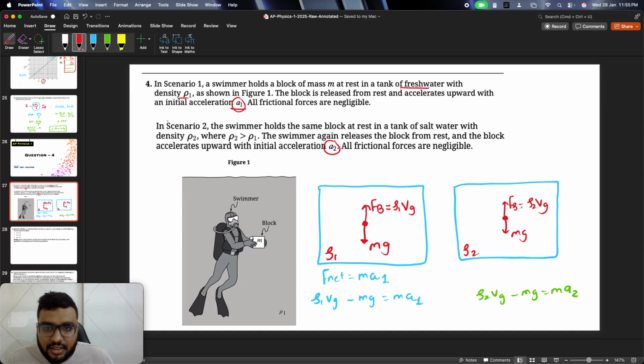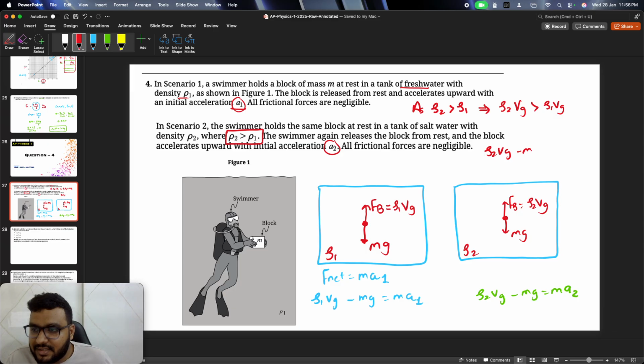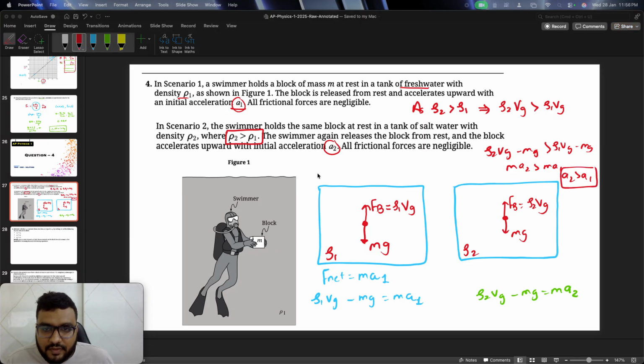Now, given to us there is a condition, which is ρ2 is greater than ρ1. As the value of ρ2 is greater than ρ1, can I say that the buoyant force of ρ2 will also be greater, because Vg is constant. If I multiply by a positive value Vg, ρ2 Vg is also going to be greater than ρ1 Vg. Now if I subtract mg on both sides, ρ2 Vg minus mg is greater than ρ1 Vg minus mg, and this is what we have as ma2 greater than ma1. So I can say that acceleration 2 is greater than acceleration 1. Okay, so this is what we can understand from these two scenarios.